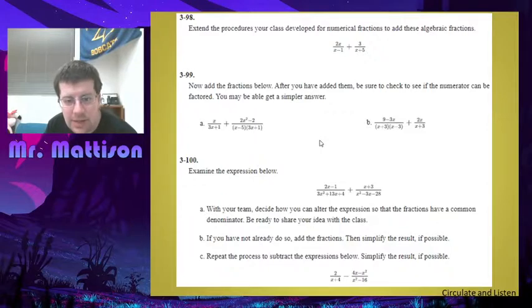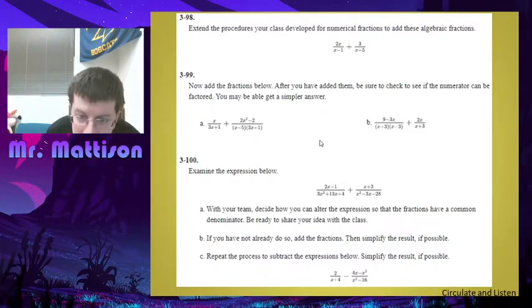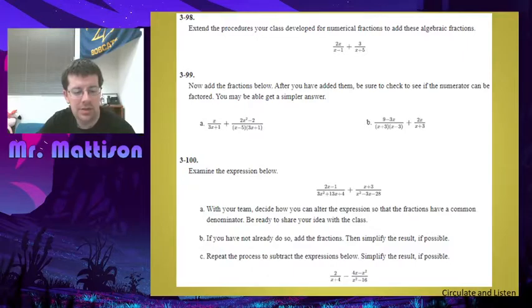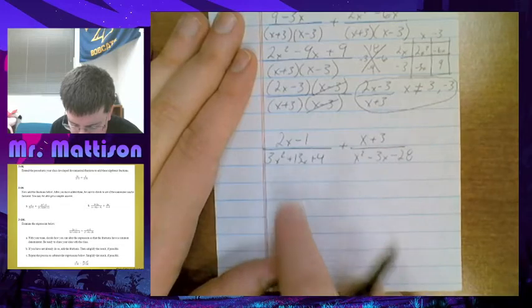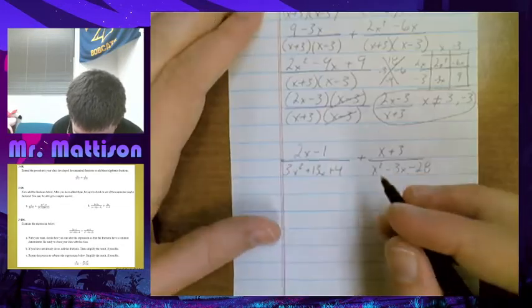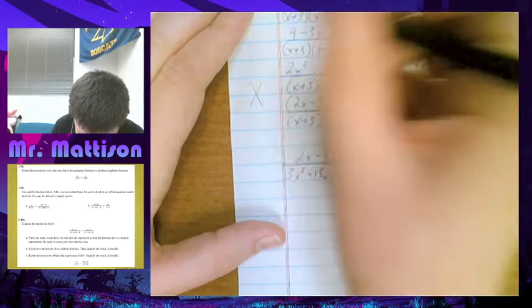So we got 2x minus 1 over 3x squared plus 13x plus 4 plus x plus 3 over x squared minus 3x minus 28. Okay, so first thing that I want to do is try and factor these. So tops, I'm good. Bottoms, I definitely want to try and factor it. So I'll do it here on the margin so I have a little bit more room.